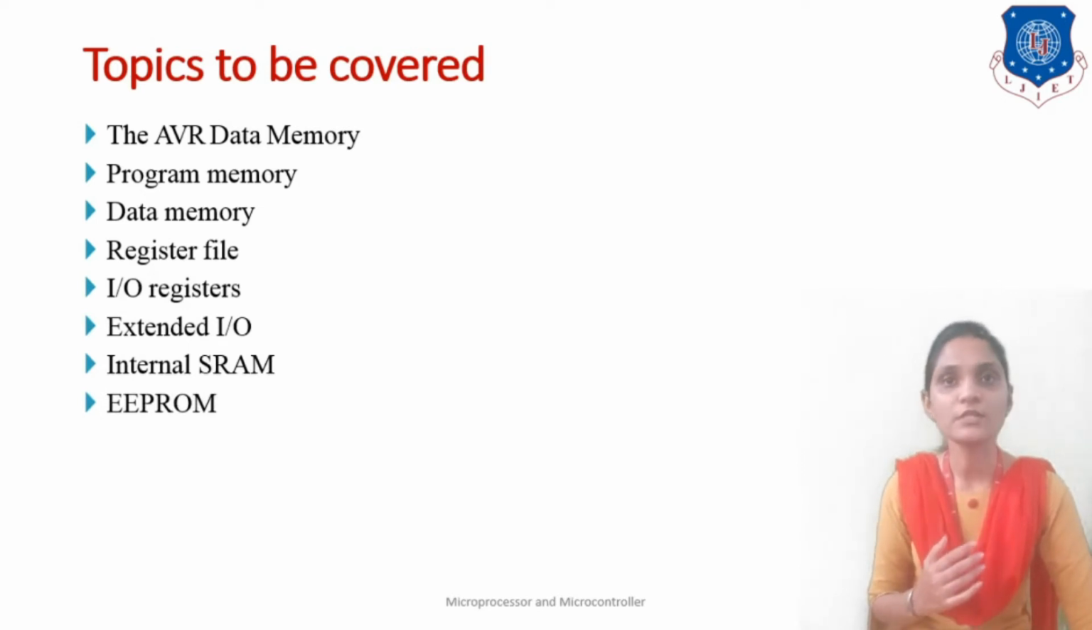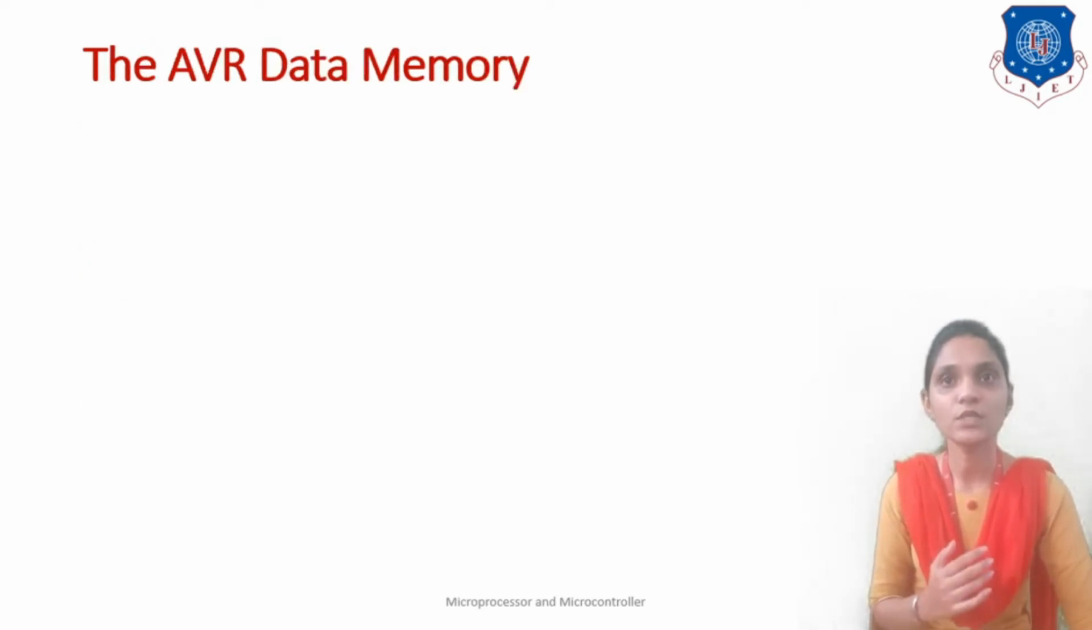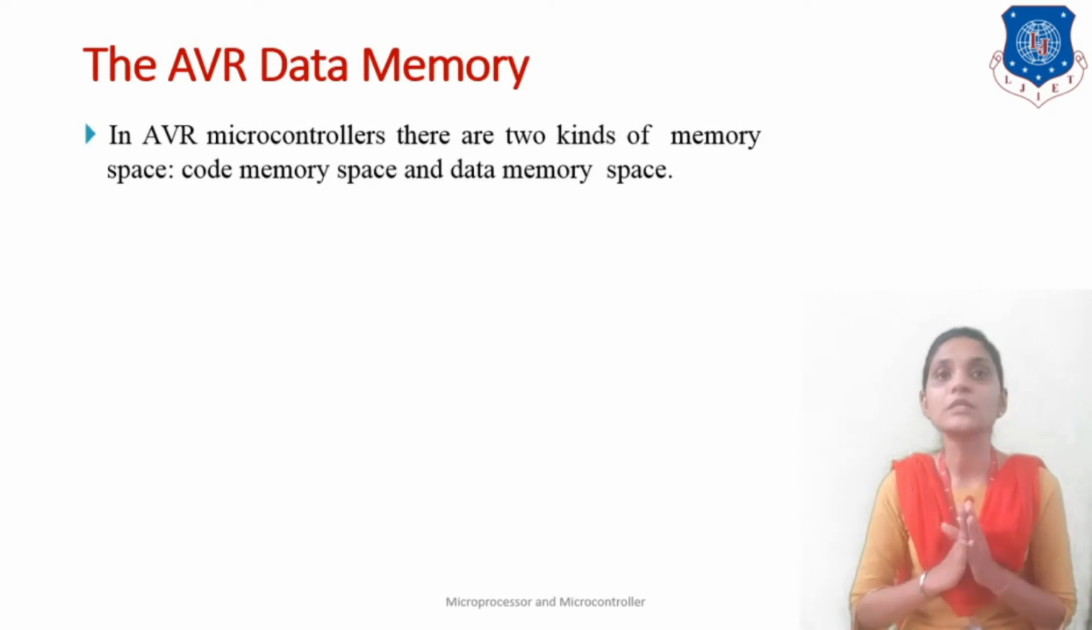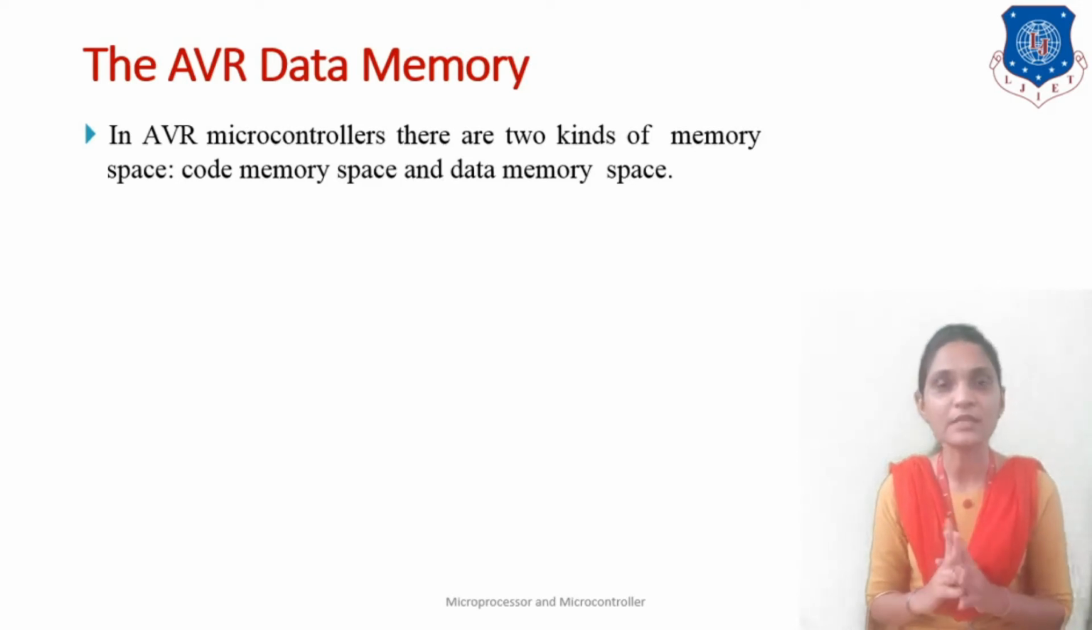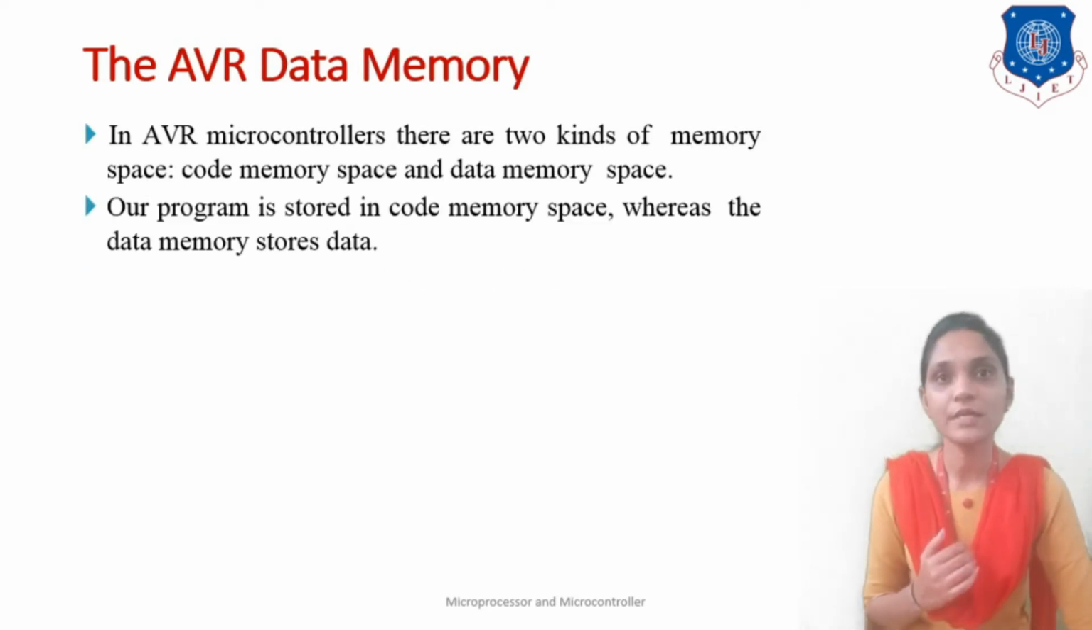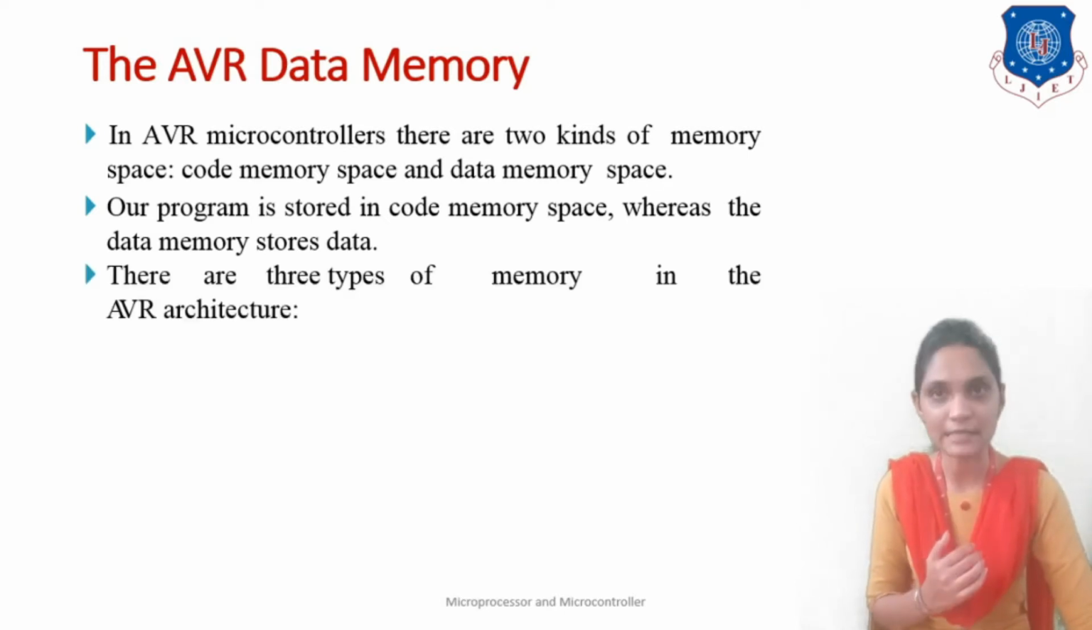Okay, so first let me start with the first topic, that is the AVR data memory. In AVR microcontroller, there are two kinds of memory, that is known as a code memory space and the data memory space. The program is stored in the code memory space, whereas the data memory stores the data.